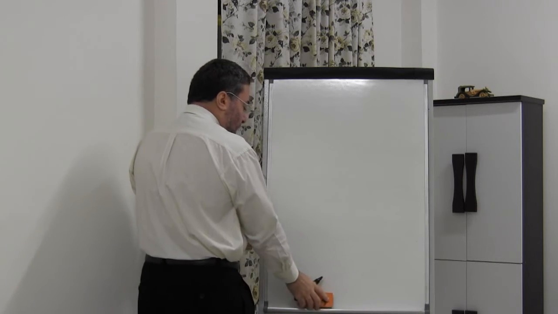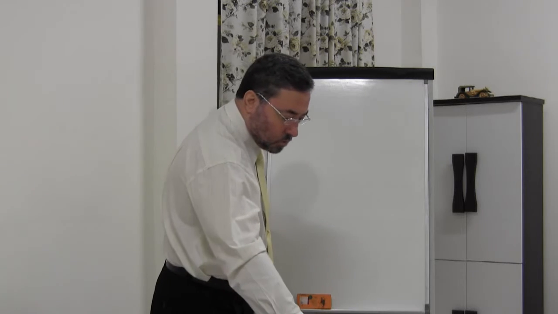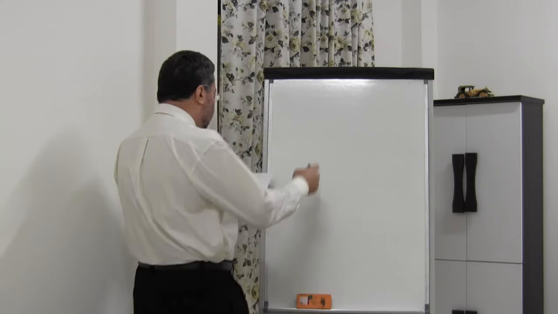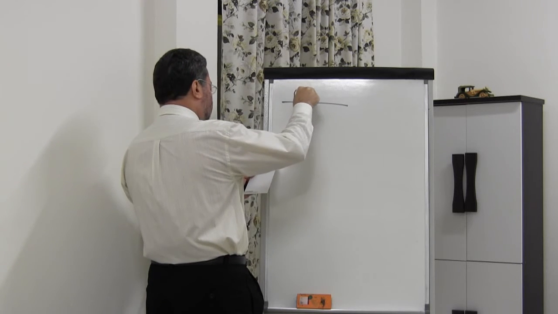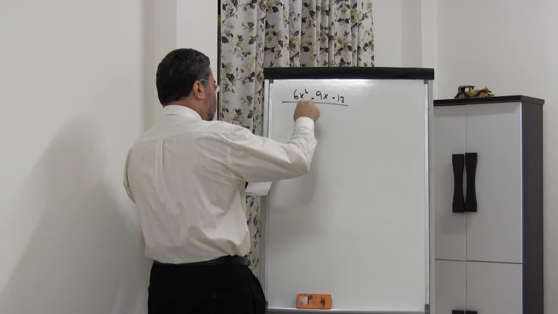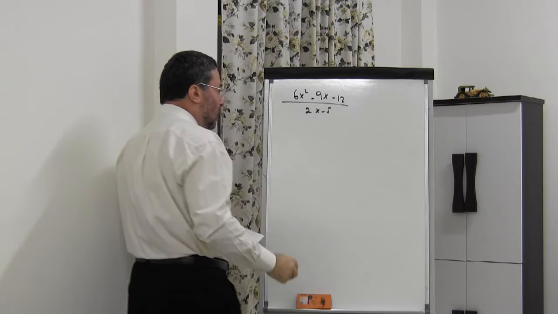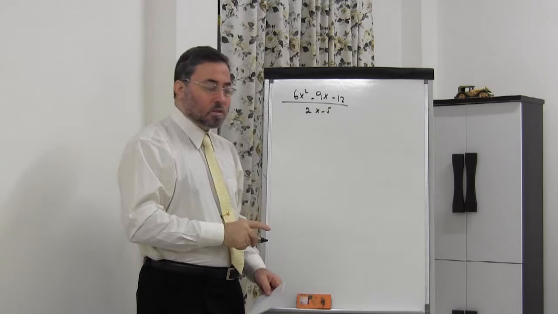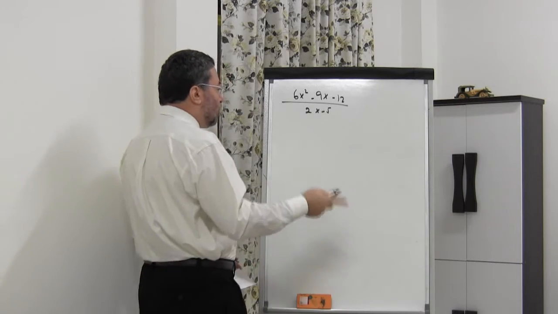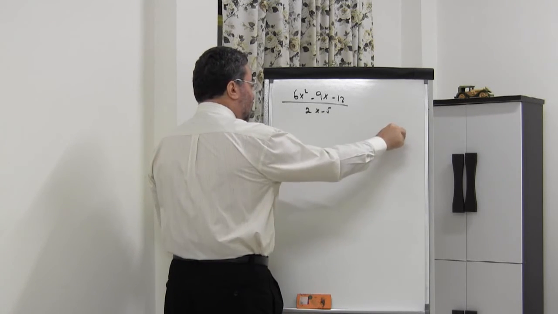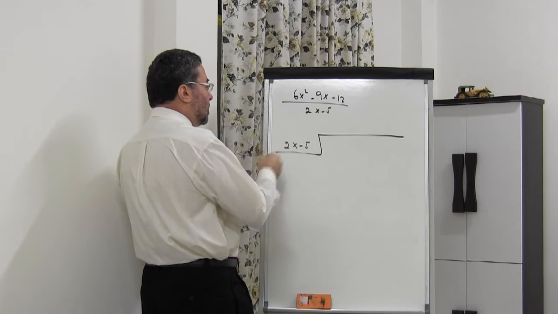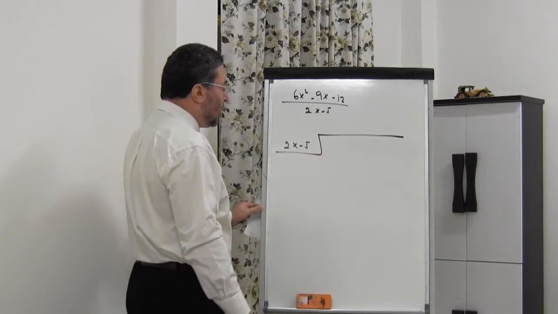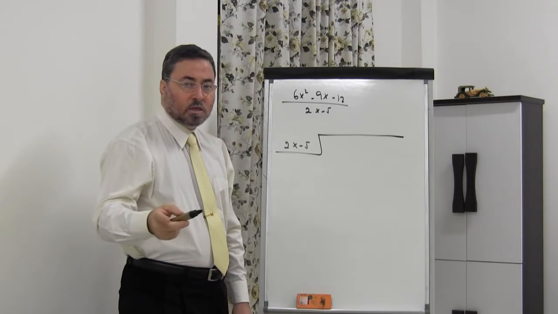Now, when we are dividing polynomials, we are going to use the example in the book, example number 2. Here we're dividing 6x squared minus 9x minus 12 by 2x minus 5. We do the same thing as we did with the numbers. Divide, multiply, and subtract. So now we put it this way. This is called the divisor, and this is the dividend. And the answer that you get is the quotient.